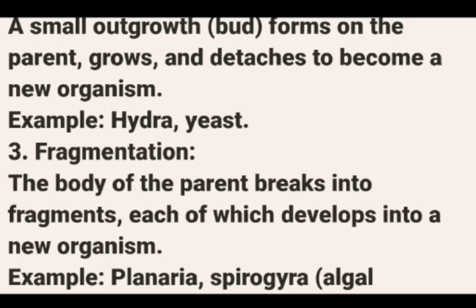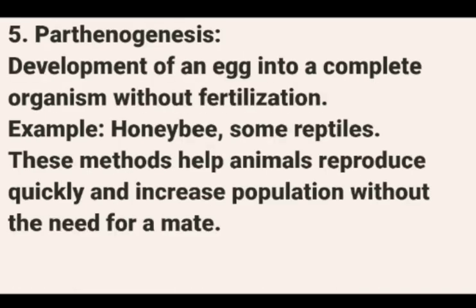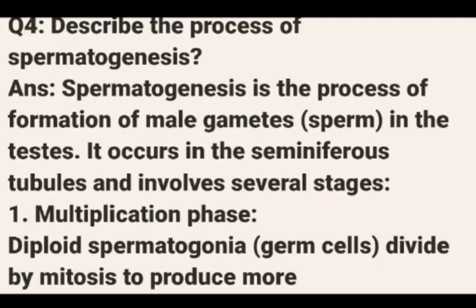The third process is fragmentation. The body of the parent breaks into fragments, each of which develops into a new organism. Example: planaria, algae. The fourth process is regeneration. Certain animals can regrow lost body parts, and sometimes a whole new organism can develop from a part. Example: starfish, planaria. The fifth process is parthenogenesis: development of an egg into a complete organism without fertilization. Example: honeybee, some reptiles. These methods help animals reproduce quickly and increase population without the need for a mate.